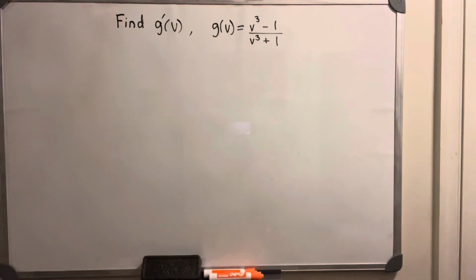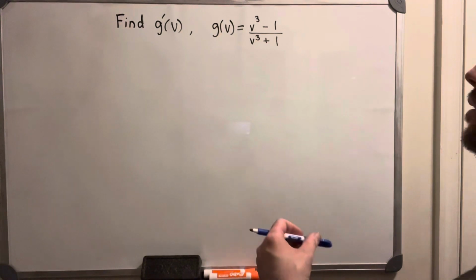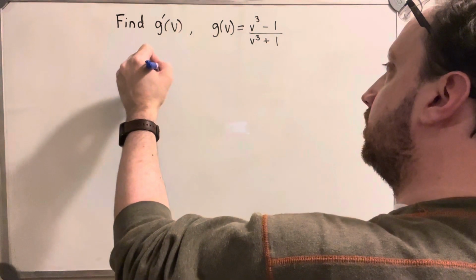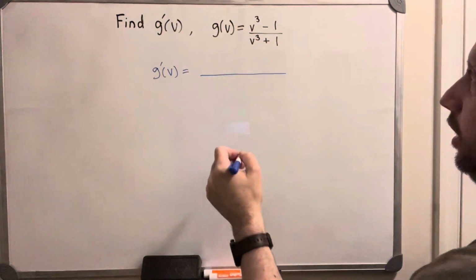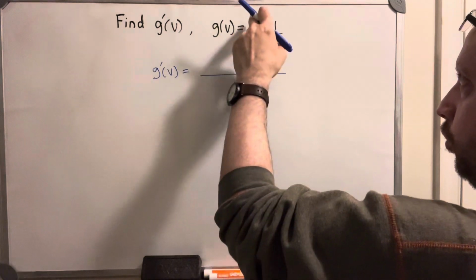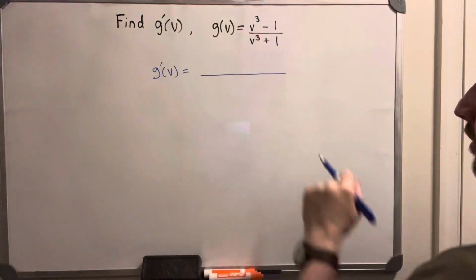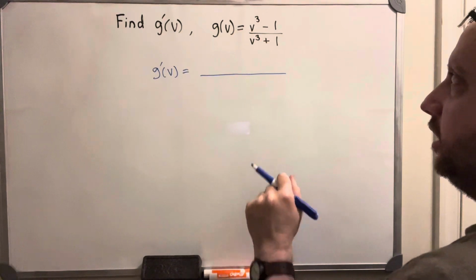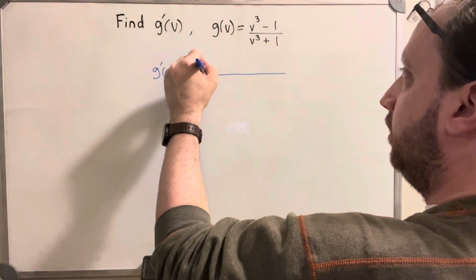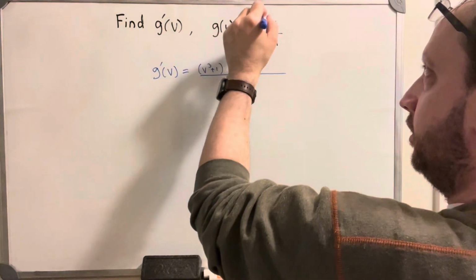This problem says find g prime of v, where g of v is v cubed minus 1 over v cubed plus 1. So, nice quotient rule problem. Do you remember the format of the quotient rule? Let's start. We know that it is in the form of a fraction. And the first one of these is one of these left alone times the derivative of the other. Which one is left alone? It's this one, right? So we're going to start with v cubed plus 1 times the derivative of this.